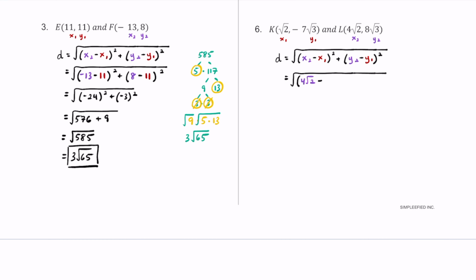Now, x1 is just root 2. Let's go ahead and put that over here. So that's going to be the difference of the x's squared. We're going to add the difference of the y squared.